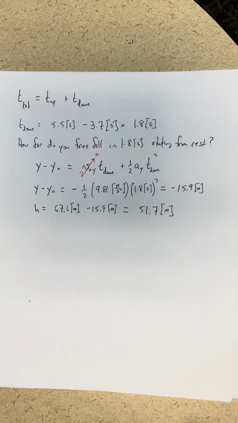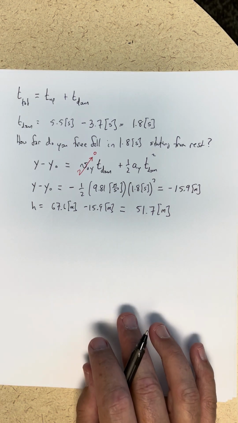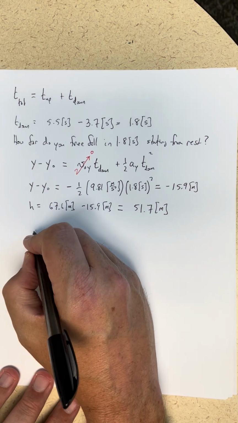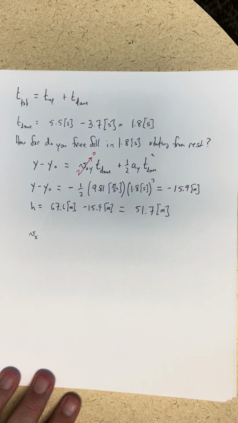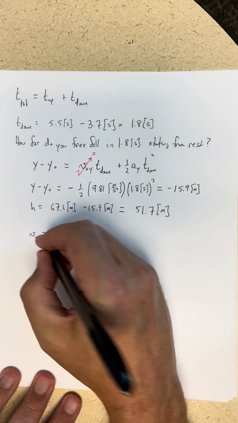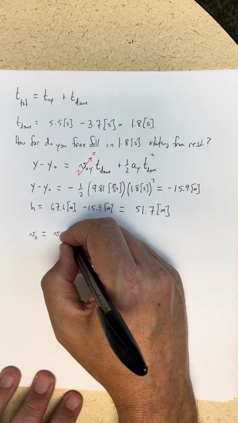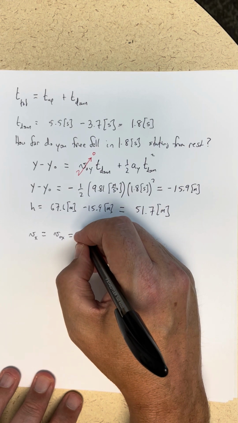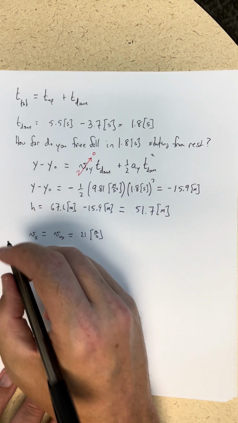All right. And then the last thing we need to find is what's the final velocity of the projectile. So the final x component of velocity is what it was initially, because there's nothing acting left or right to change that. So it's 21 meters per second.